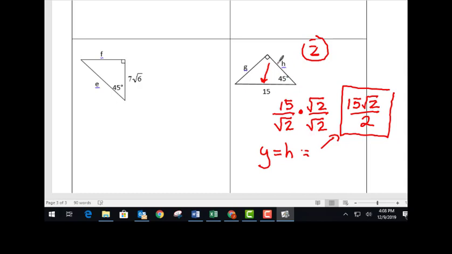And that is all you do for 45-45-90 triangles. Good luck and have fun.